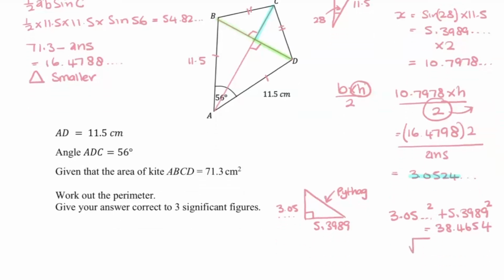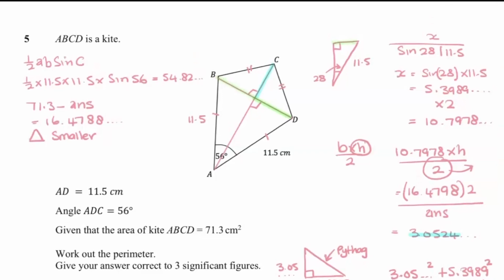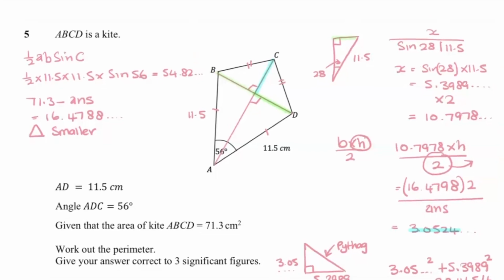And then I'm going to square root the answer, and I'm going to get 6.202, and on it goes. So I now know that my long edges are 11.5 plus 11.5. I've also got to add in 2 lots of my last answer. And I pop all that in to get a final answer of 35.404. On it goes.